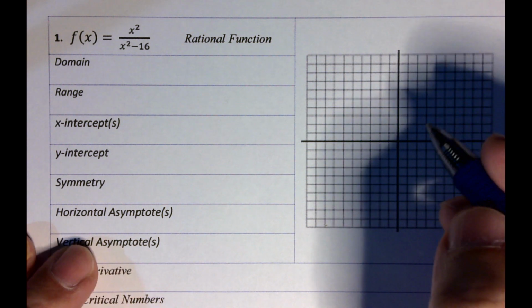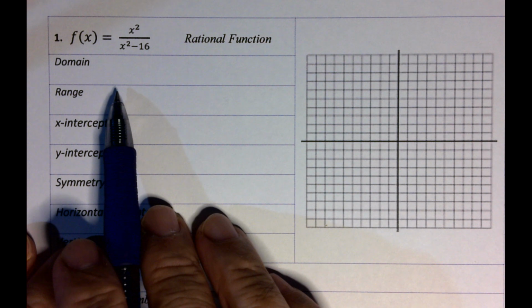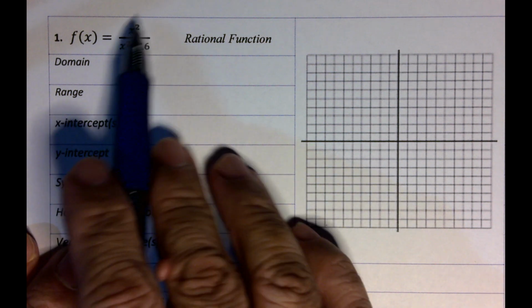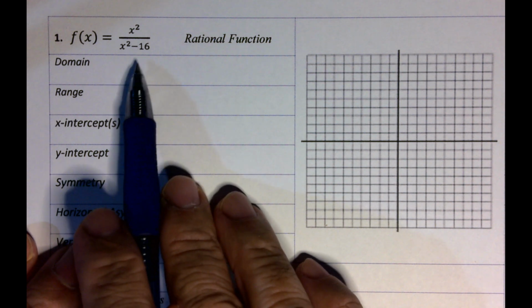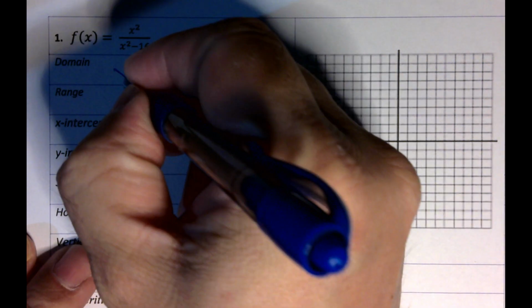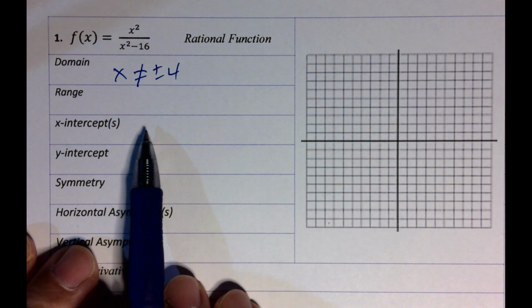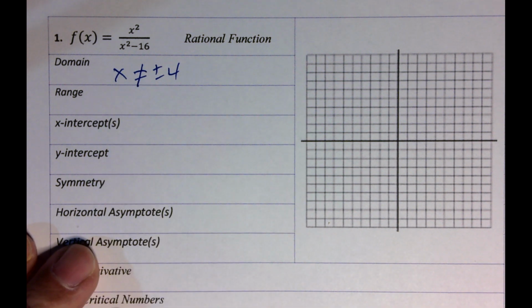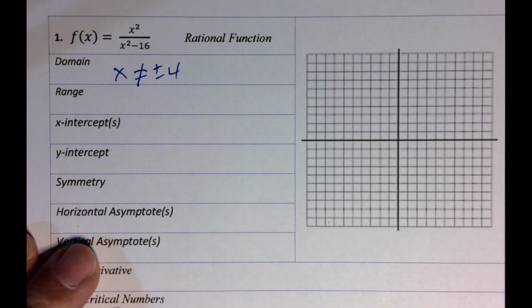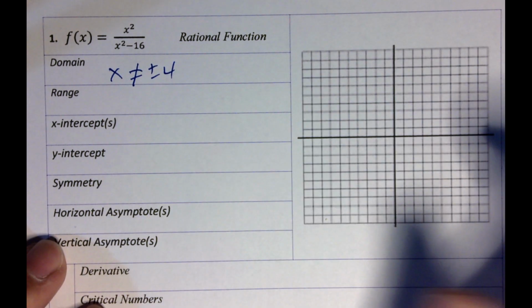The domain, the easiest way to determine the domain is say what it cannot be. So this is a fraction, so the denominator cannot be 0. So what will make the denominator equal to 0? Plus or minus 4. So the domain is all real numbers, but plus or minus 4. So I just say x is not equal to plus or minus 4. This implies it could be anything else. You don't have to say what it is. You can give it an answer in interval notation, or you could just tell it like that.